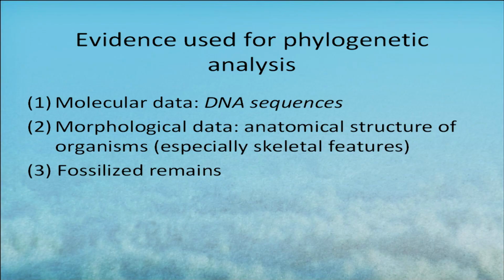Starting about the 1990s, molecular data made a huge splash on the scene of phylogenetic analysis, and in particular, DNA sequences. So now, probably the most robust data sets actually use a combination of morphological data and molecular data as well.